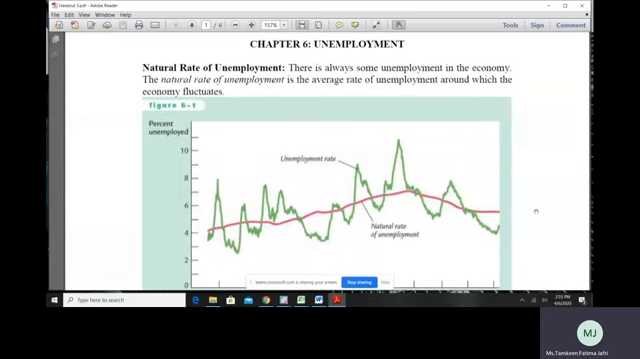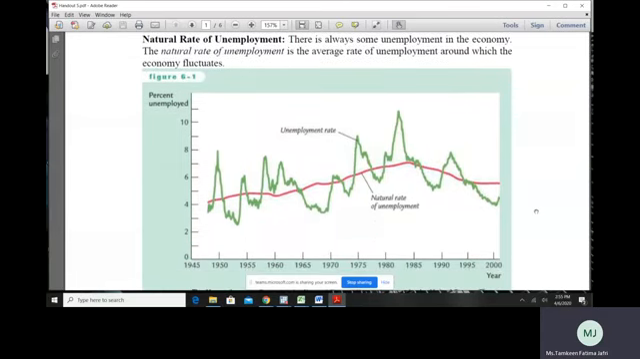This can be better explained with the help of figure 6.1 that you can see on your handouts. This figure basically traces the unemployment rate over time for the US economy. One thing that you can notice is that for all the years, there is some unemployment in the economy. Unemployment is always positive, meaning no matter what the circumstances are, even in the best of circumstances, there will always be some unemployment in the economy.